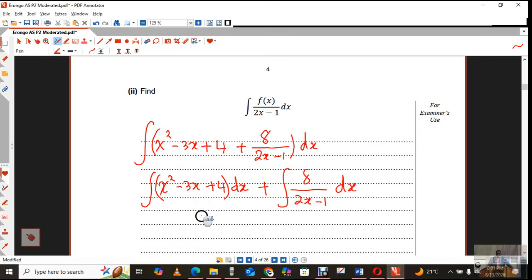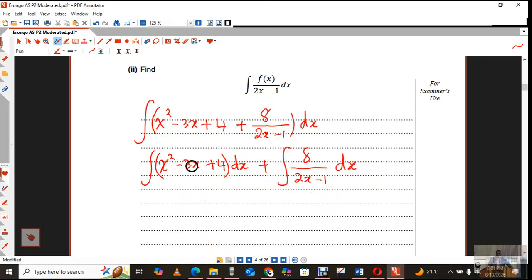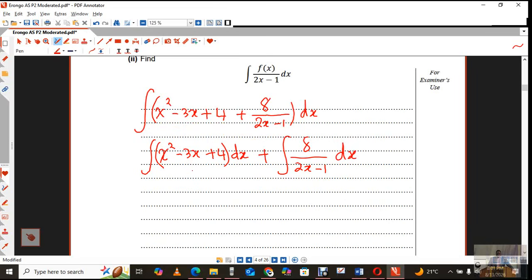Now, this, I expect that you should definitely know how to integrate this, right? I just want to, we can actually start integrating here, or let me just rewrite it, x squared minus 3x plus 4 dx. And then I'm going to pull out this 8. You can do that. You can take out this constant, put it in front of the integral, and then you have a 1 all over 2x minus 1 type dx.